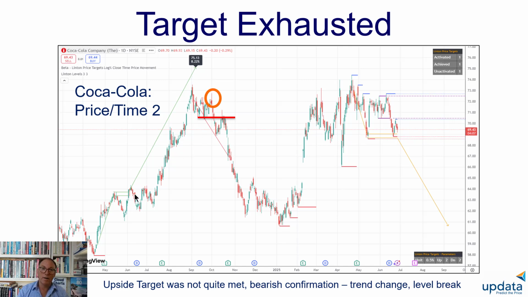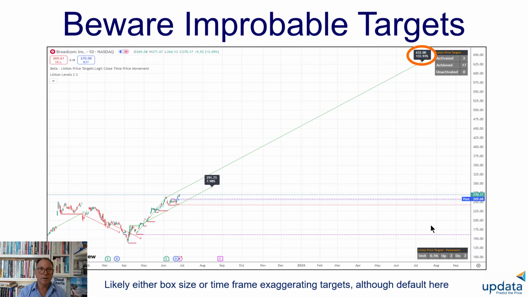And we're going to talk about, in one of the coming sessions, the idea of a target being not reached or exceeded and what that means. And now we've got an unactivated downside target. Again, we've got a lower high. If we go below there, there's a lower low activating the downside. So that's an exhausted target.